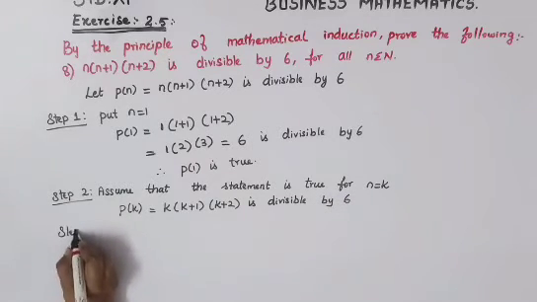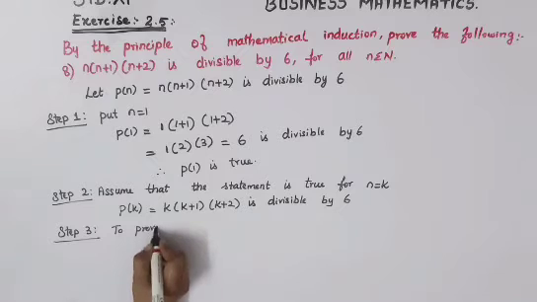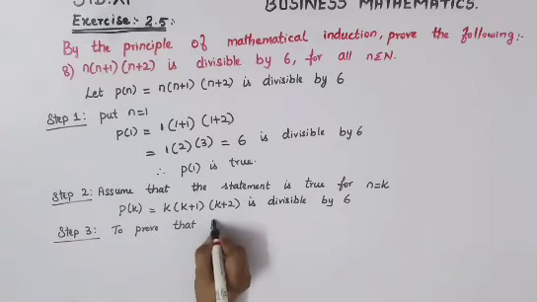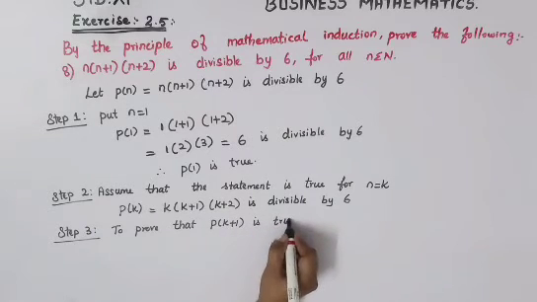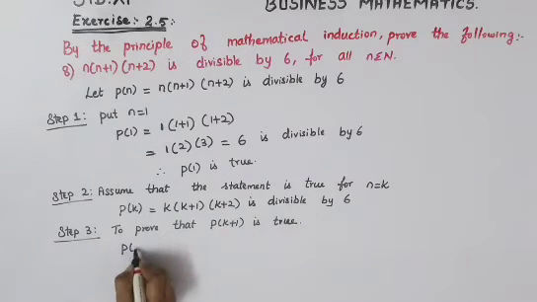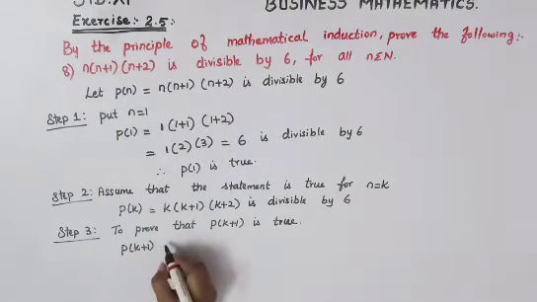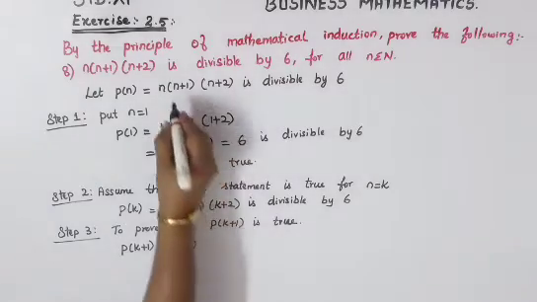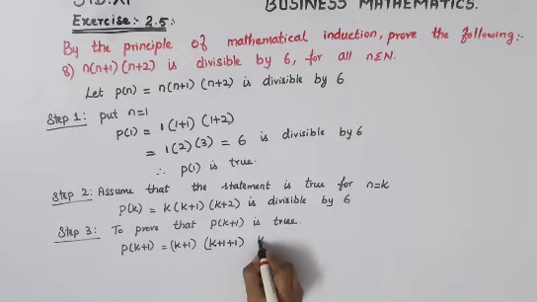Step 3, to prove that P of k plus 1 is true. So P of k plus 1, that is when you again go back to your let statement, write wherever n is there, k plus 1. Okay, so which is equal to n is there, so k plus 1, again n plus 1. So in the place of n, k plus 1 plus 1 more 1. Now n plus 2, so you'll get k plus 1 plus that 2.